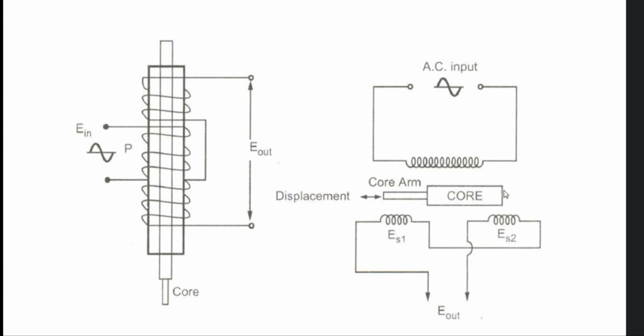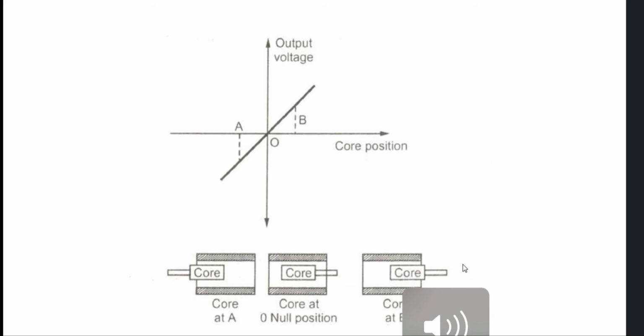The core they have given separately. Actually, the primary and secondary are wound on the core alone, not separately. For understanding purposes, they have split the windings and core into three parts. So next, we are getting the practical graph.